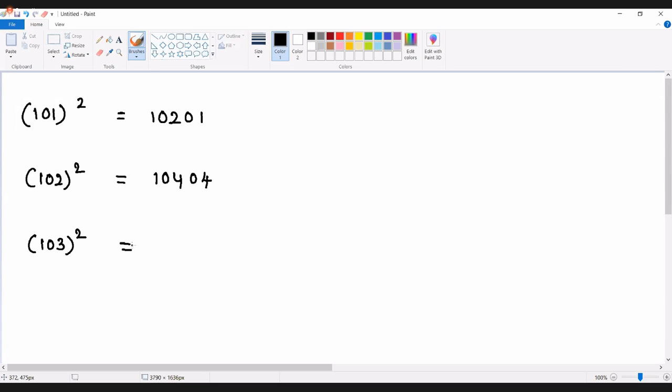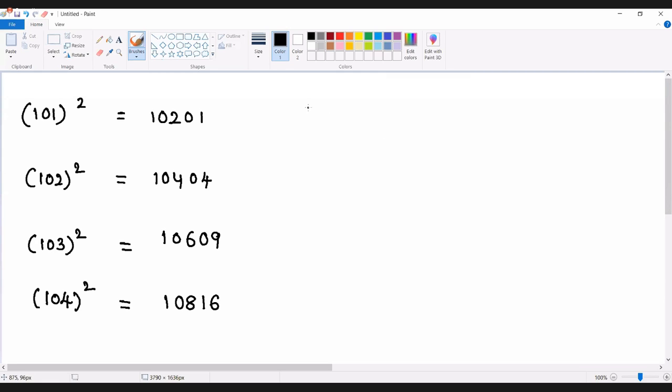Can you tell me the answer for 103 into 103? 103 plus 3 gives a result of 106. 3 into 3 is 9. I am taking it as 09. From 104 onwards, it is very simple. Tell me what is 104 into 104. Very simple calculation. 104 plus 4 is 108, and 4 into 4 is 16.